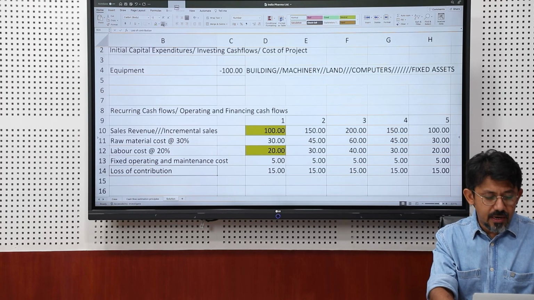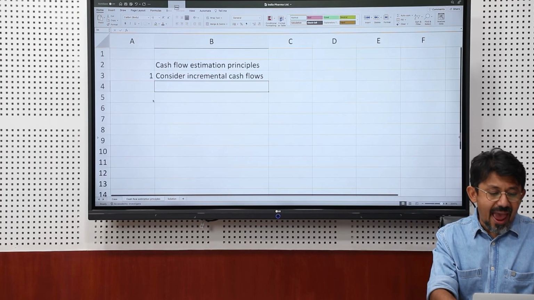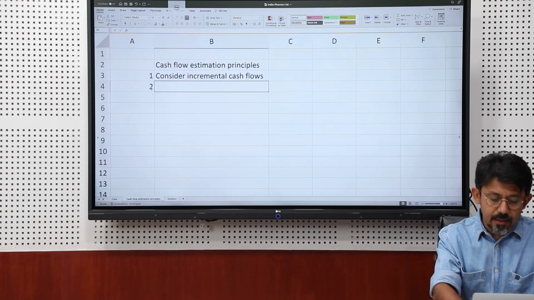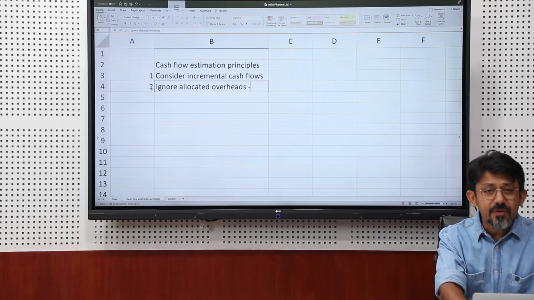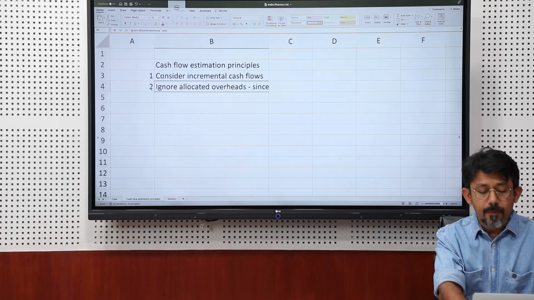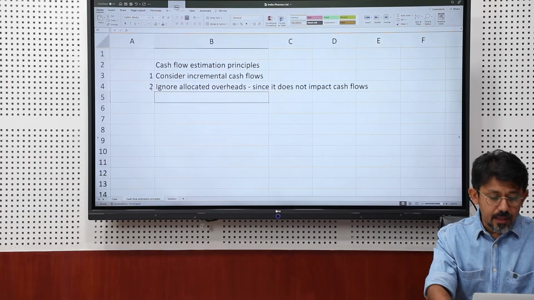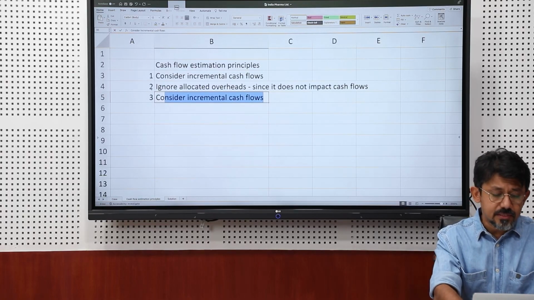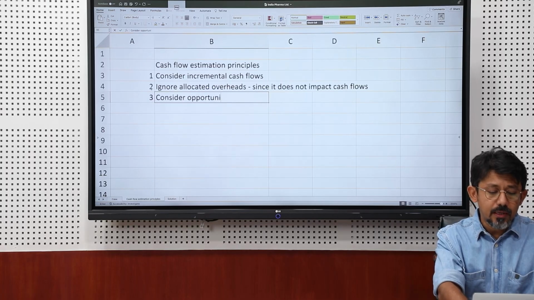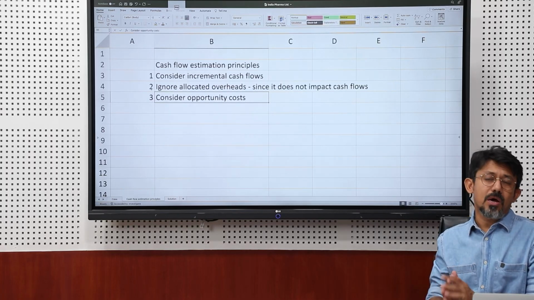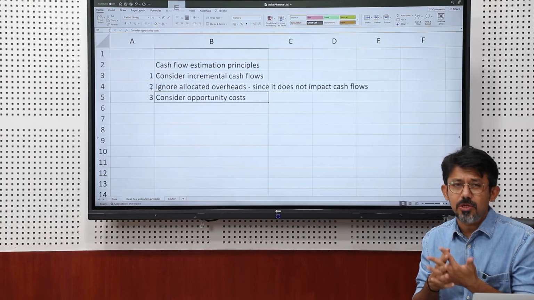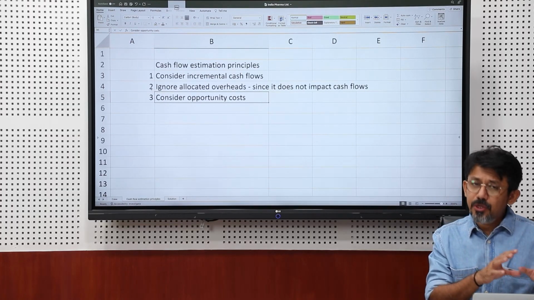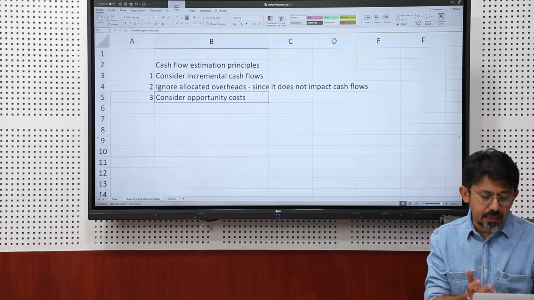Right. Let me just pause over here and add to these properties. We said ignore allocated overheads. Why did we say that? Since it does not impact cash flows, right. And the third that we are saying is consider opportunity costs, that is the contribution margin that we looked at is something that we will consider. So, these three cash flow estimation principles, we see that these are being used when we are calculating the cash flows in the current case.